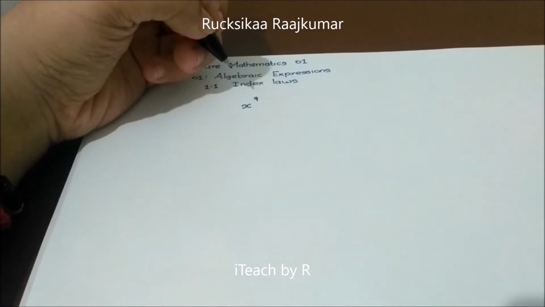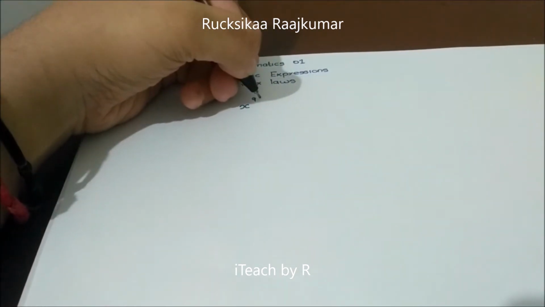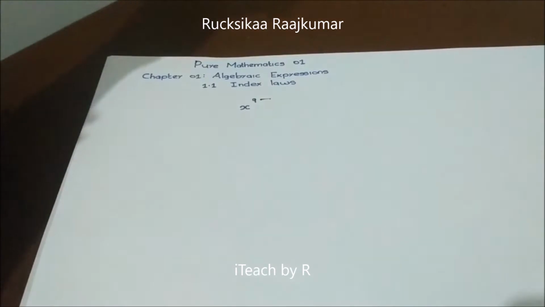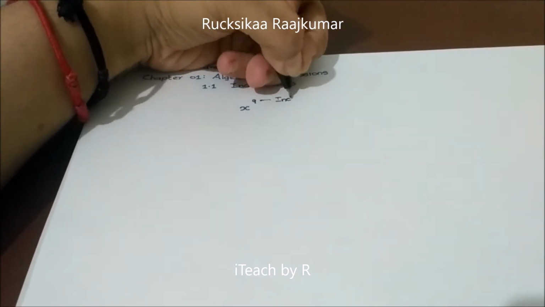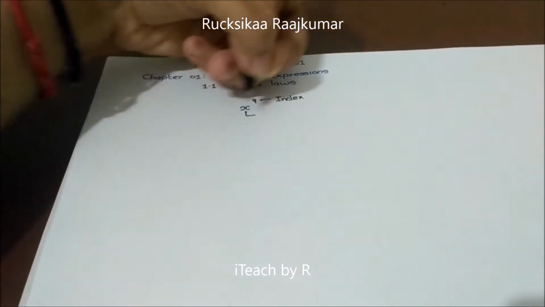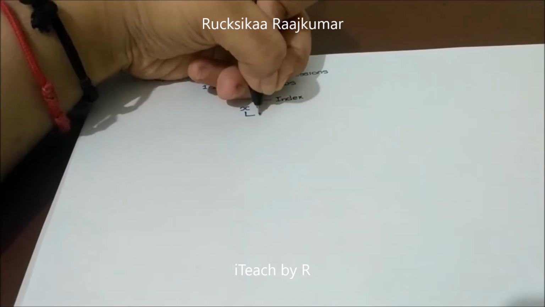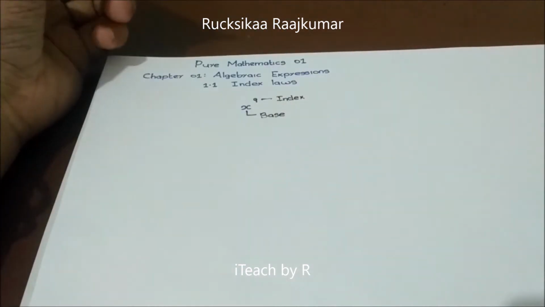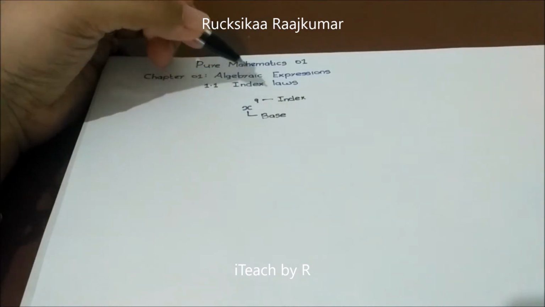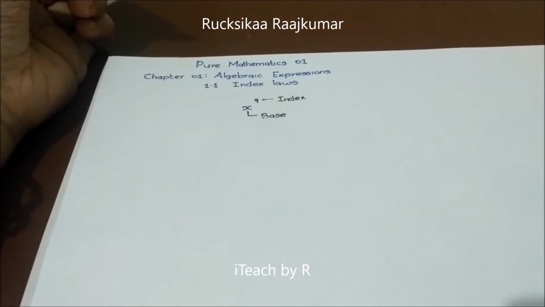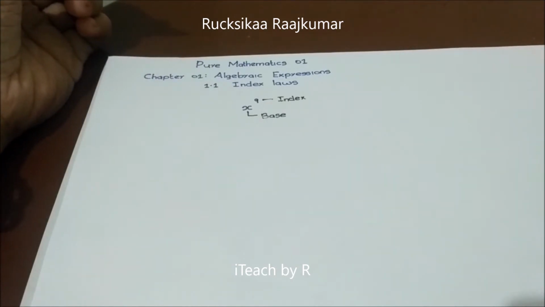So in this notation, this 9 is the index and this x is the base. We also call this the power or exponent. Now I'm going to explain the laws of indices.